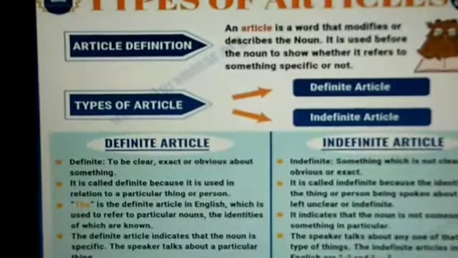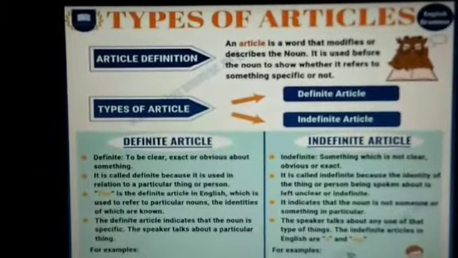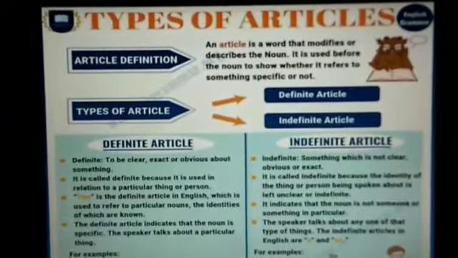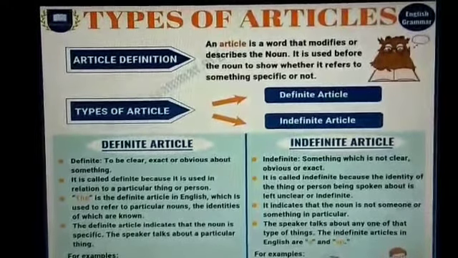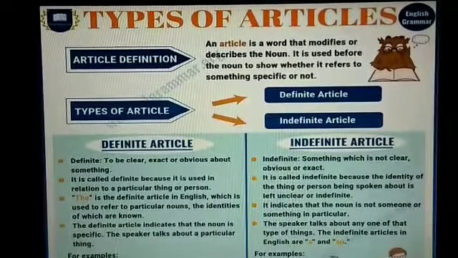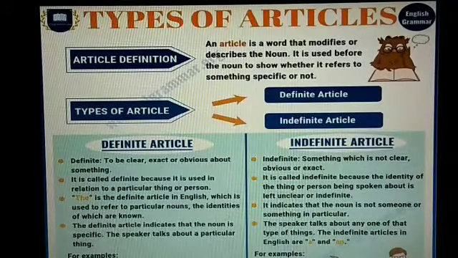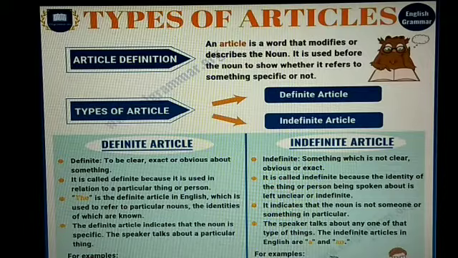Types of articles. Article definition: an article is a word that modifies or describes the noun. It is used before the noun to show whether it refers to something specific or not. Types of articles: definite article, indefinite article.